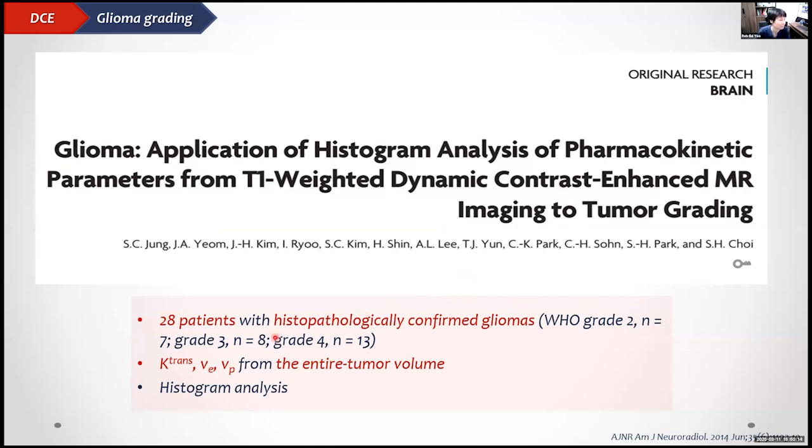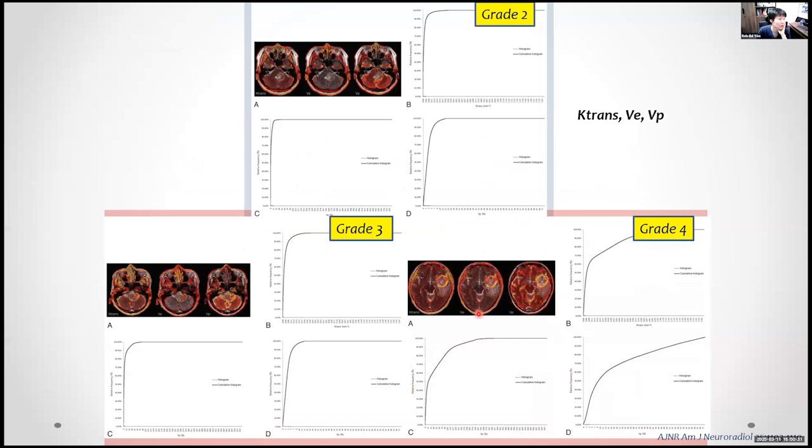So in this first paper, which was published in 2014, it tested the value of the DCE parameters, 3 popular DCE parameters derived from the entire tumor volume in 28 patients with confirmed gliomas, to see how they perform in predicting the grading. And the results show that as you increase the grade, there was a definite increase in the Ktrans and Ve, the imaging biomarkers for the BBB permeability, and a definite increase in the Vp, which is the biomarker for angiogenesis. So that makes sense.